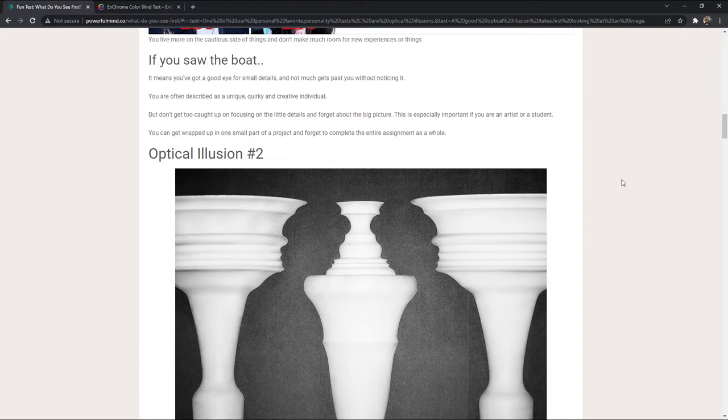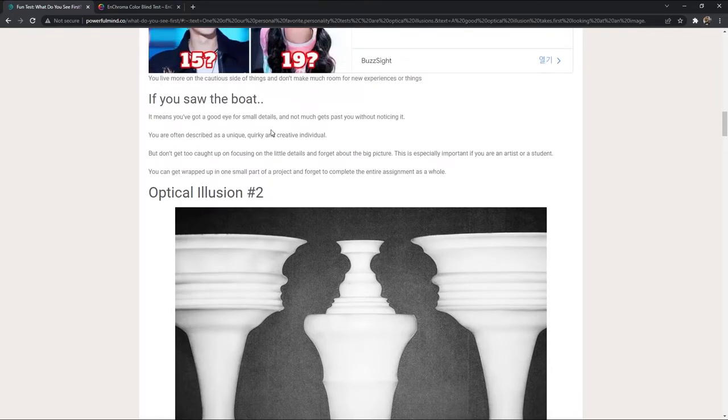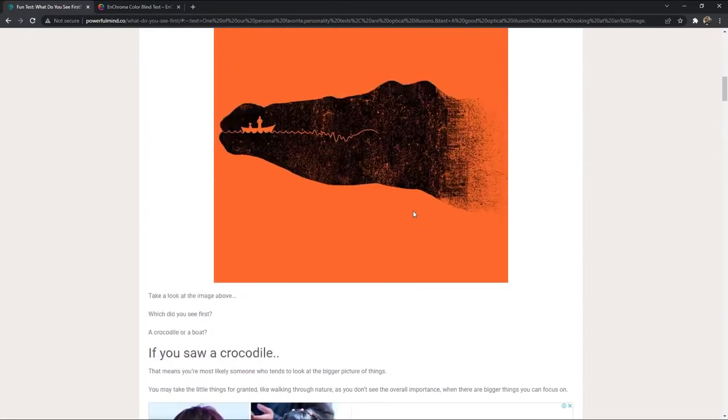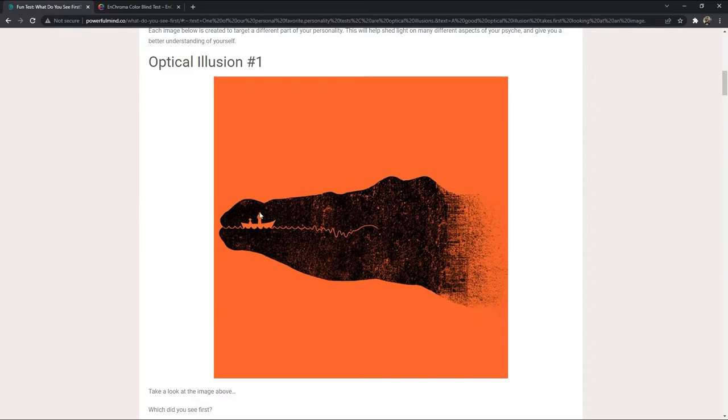Optical illusion. Oh, wait, if you saw a boat, it means you've got a good eye for small details and not much gets past you without you knowing. I saw the boat first, so. You saw the crocodile. I kind of saw both. Okay, I saw both. I saw this, and then I saw this. But what did you see the first time? I don't know. I saw elbows. I see this and I'm like, arms, and I was like, oh, this is like a crocodile. Arms. And then I saw this and it's like a boat. So I'm gonna say crocodile first.